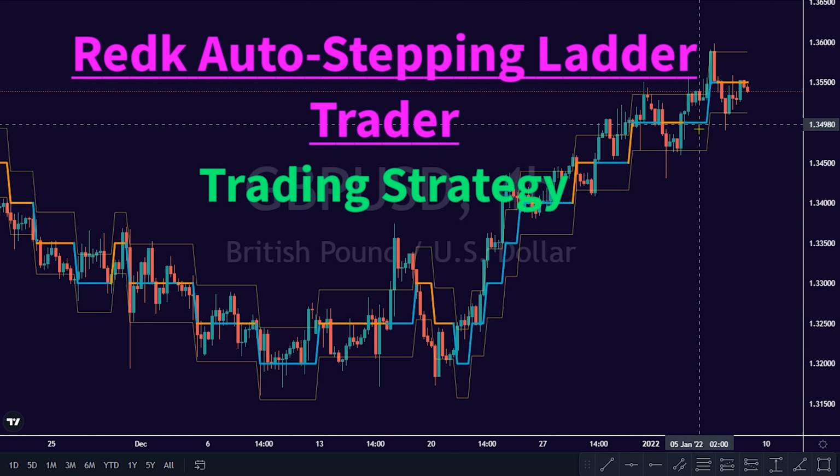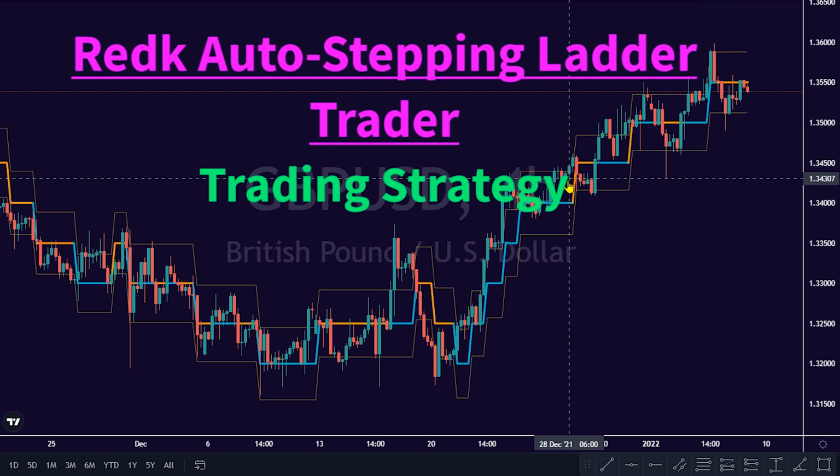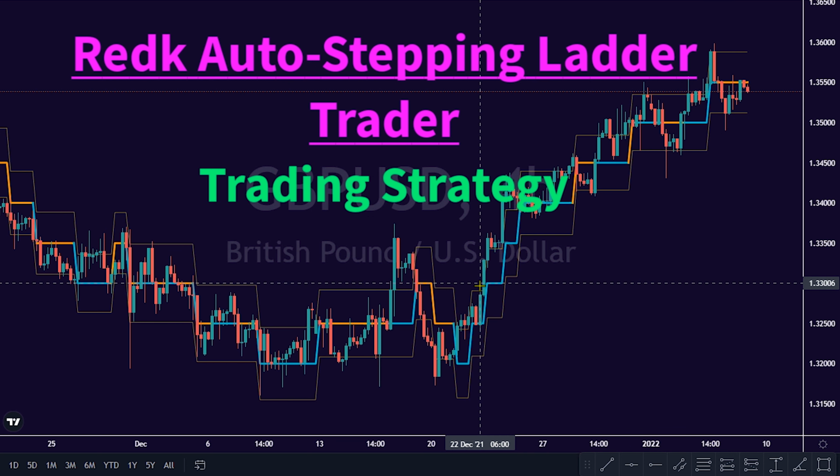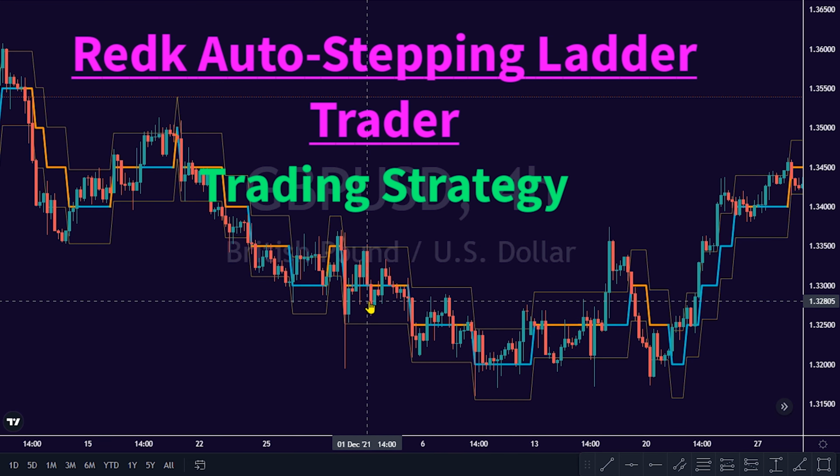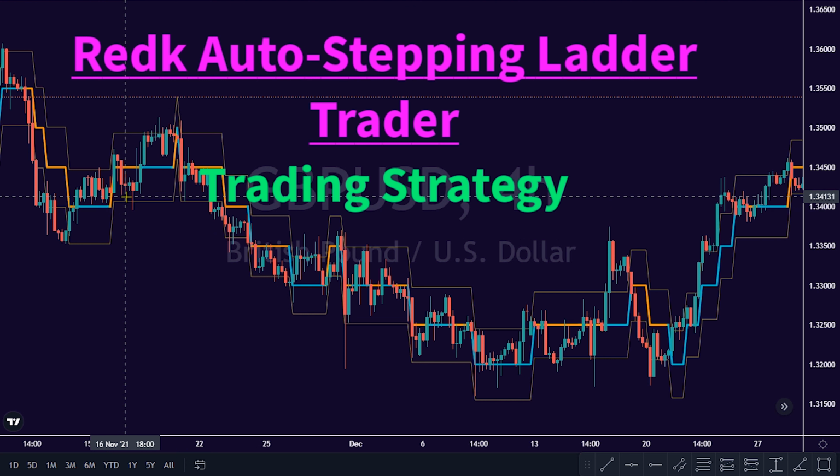The RedK Auto Stepping Ladder Trader is an experimental tool to help identify trade entry and exits for various types of trades: trend, momentum, breakout, and swing trades.